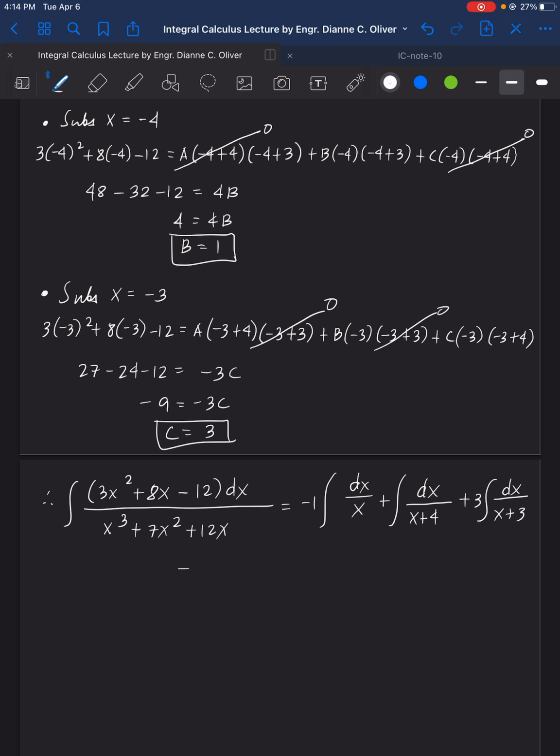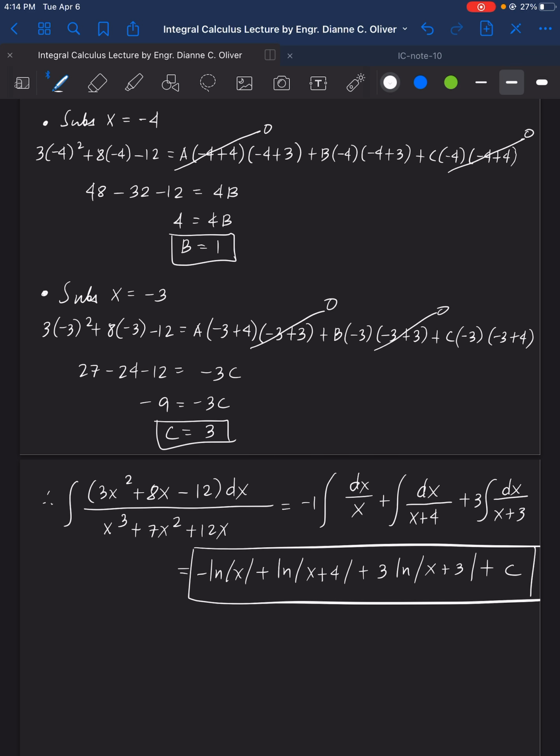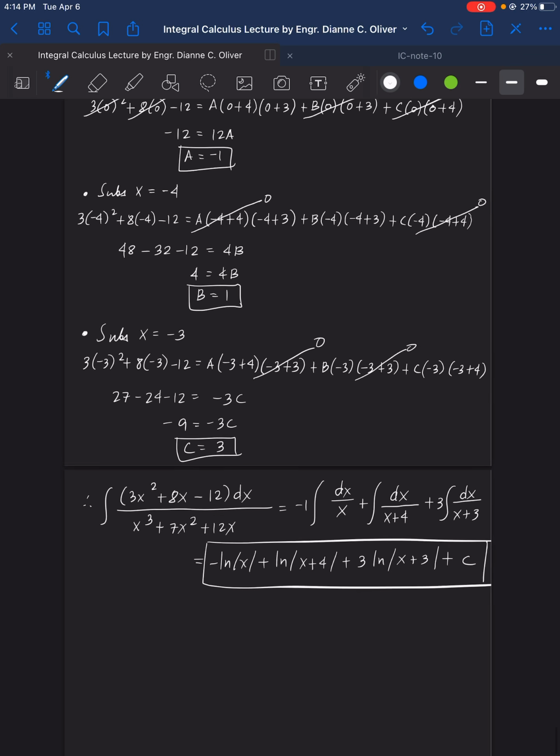So finally, the final answer here is negative ln of x plus ln of x plus 4 plus 3 ln of x plus 3, don't forget plus C. So that's for number 4.